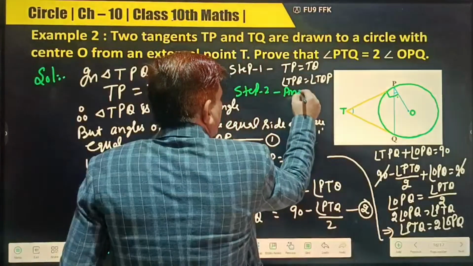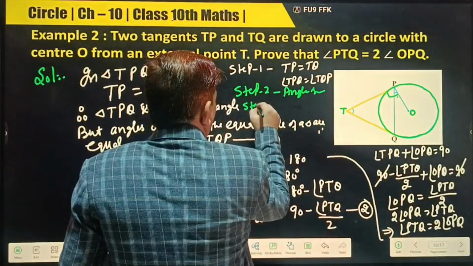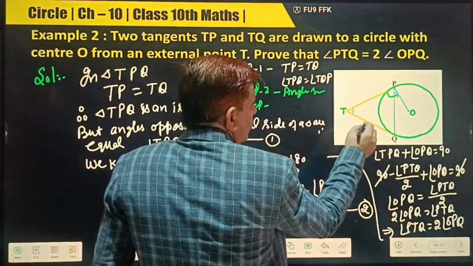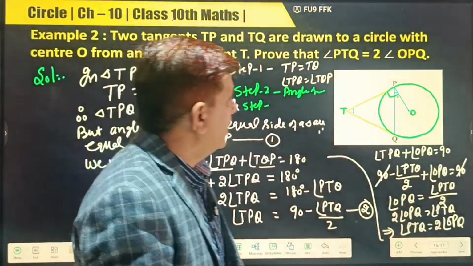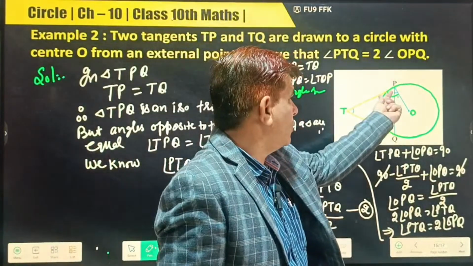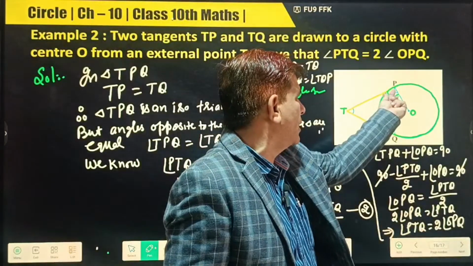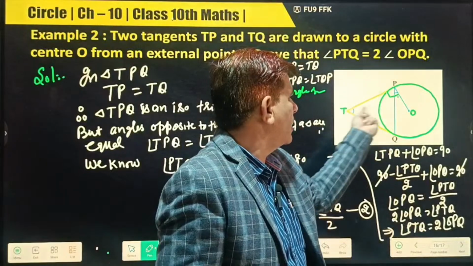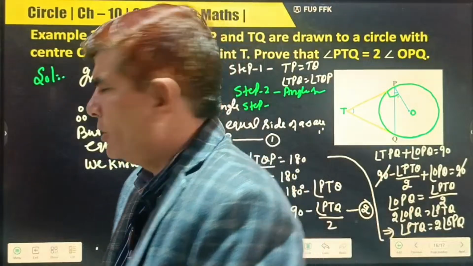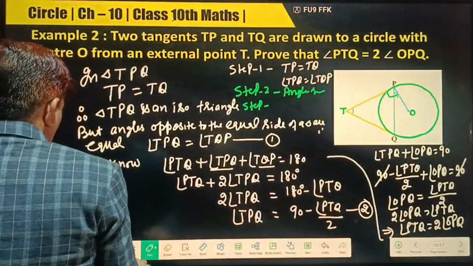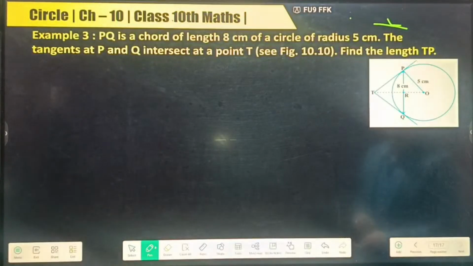angle sum property of a triangle. Step number 3, find the value of this angle in the form of this. Step number 4, put the value: this plus this is 90 degrees, put this value of this angle in this form. Then coming to the relation between this angle and this angle, you will get your result. Understood?